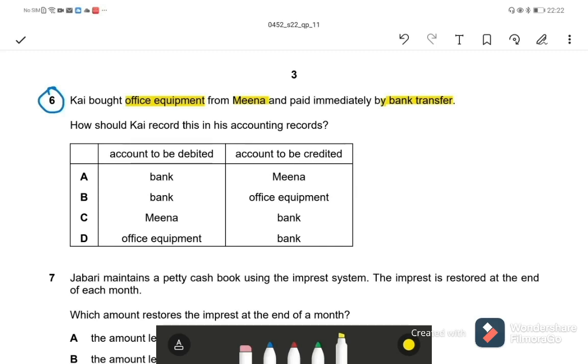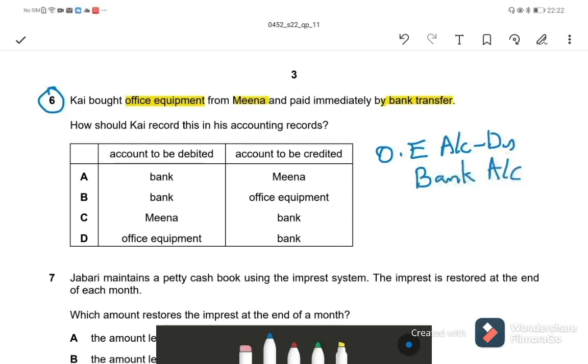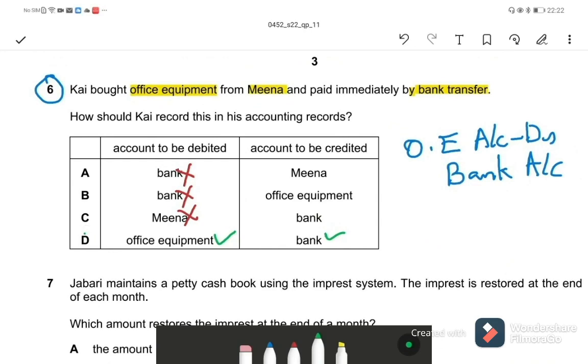So asset account increase will be debited. Office equipment account debit. Then the payment will be credited. Here the payment done by bank. So bank account is credit. So the correct answer, here the options given, bank is debit, no. Meena account debit, no. Office equipment debit, bank is credit. Option D is the correct answer.